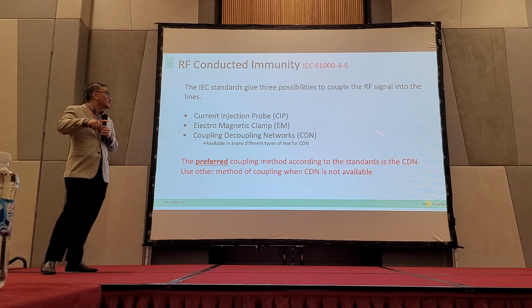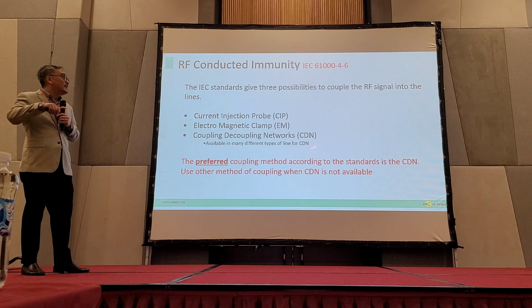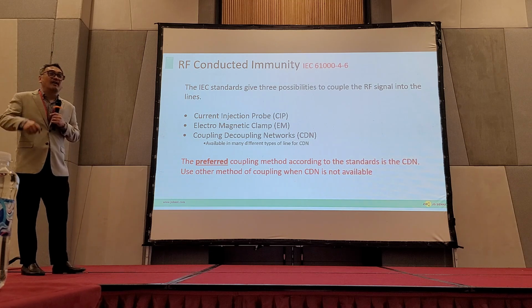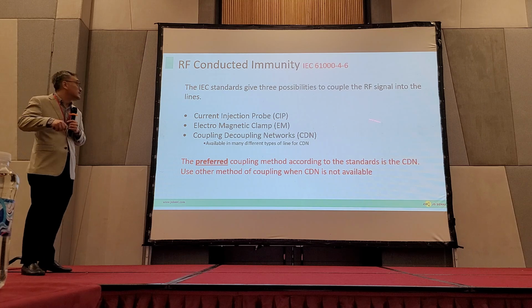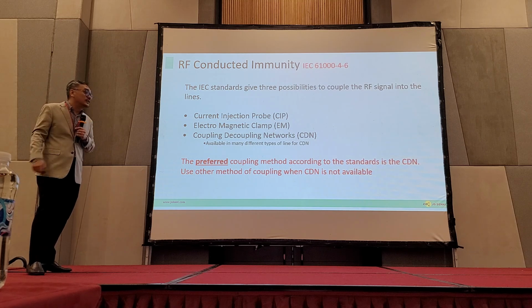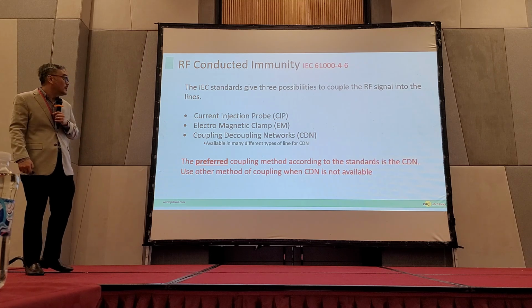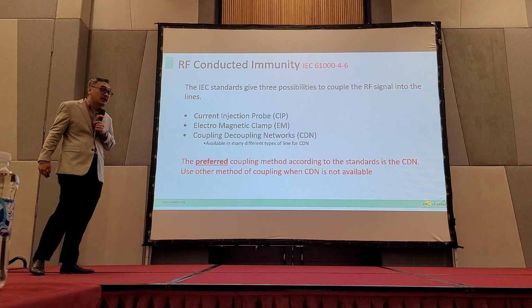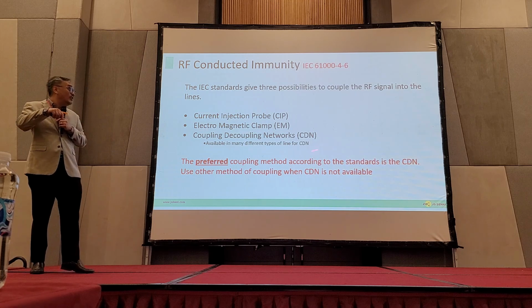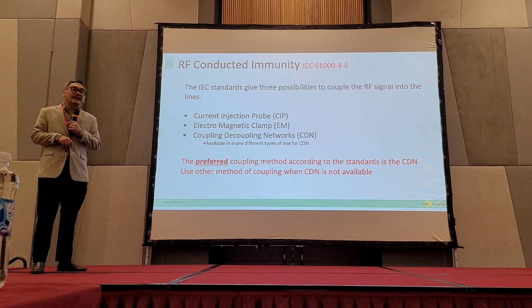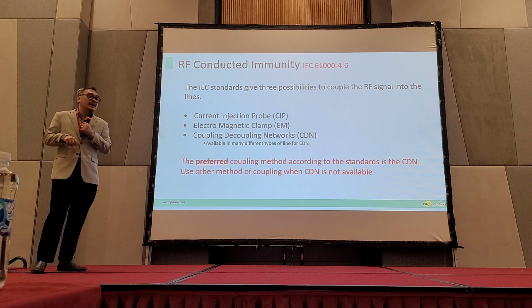Okay, so a different kind of coupling device, how we inject the RF signals. Either we can use a CIP, current injection probe. Okay, we can use an EM clamp. Okay, or the method preferred by the standard is using the coupling decoupling method.